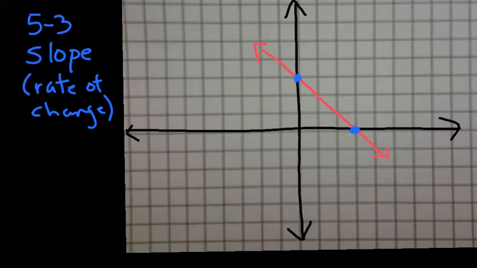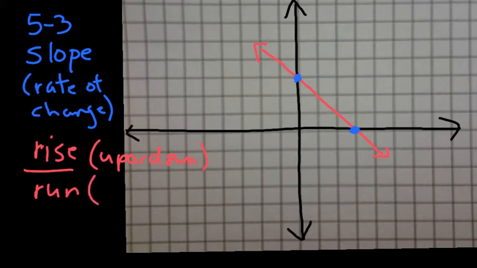Slope is a number. And the way you find slope is by remembering this little formula which says rise over run. What that means, the rise means up or down, because sometimes you have to go down. And the run means side to side. So rise is up or down, run is side to side. So here's how that works.